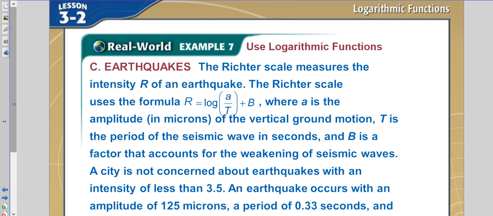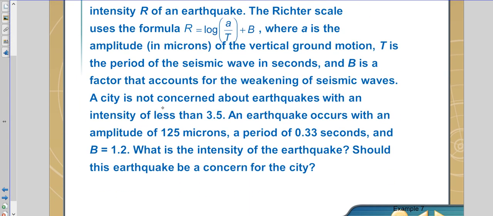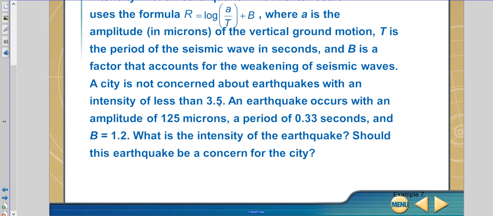All right, now let's look at part C. It says the city is not concerned with earthquakes with an intensity of less than 3.5. An earthquake occurs with an amplitude of 125 microns, period of 0.33 seconds, and a B of 1.2. What is the intensity? So this time it's saying we're not concerned unless this is over 3.5. But they changed some values. A is now 125. So we'd have log of 125 divided by 0.33 seconds, and we have a B of 1.2.